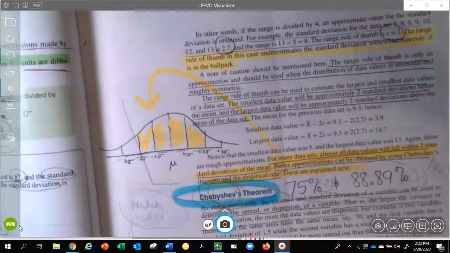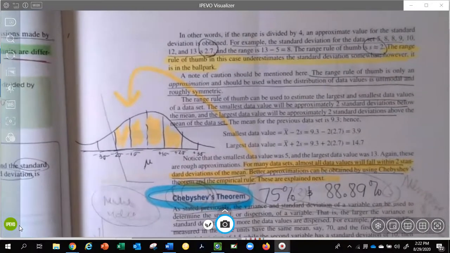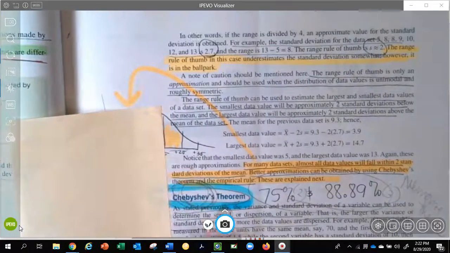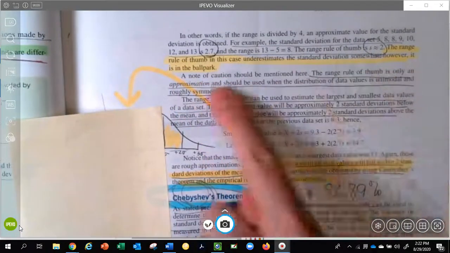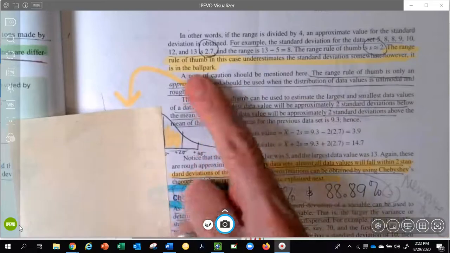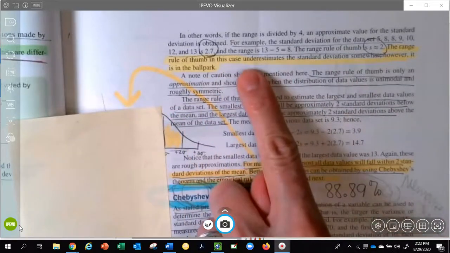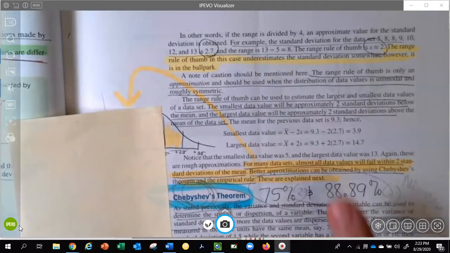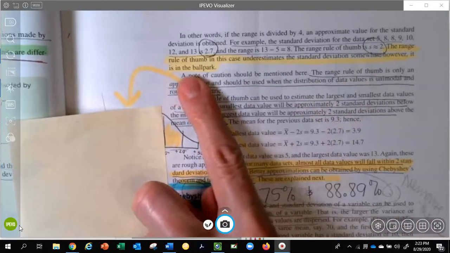So I'm at the top of page 147. You see a whole lot of stuff going on, and it's actually for this next part. All I want to do is read a little bit right here. There was another example that we did, and if we use the range rule of thumb in this case, it underestimates, so it can under or overestimate. However, it's still in the ballpark.